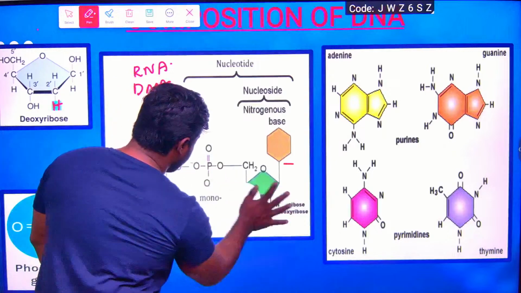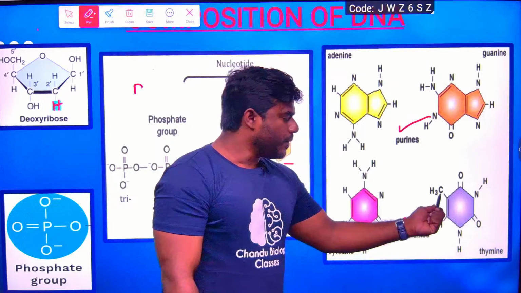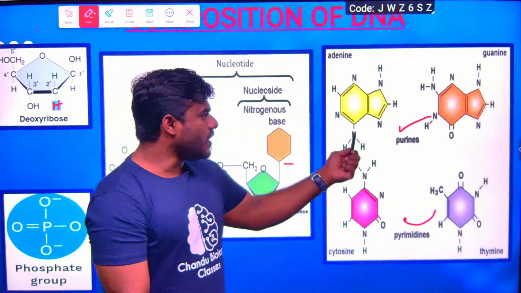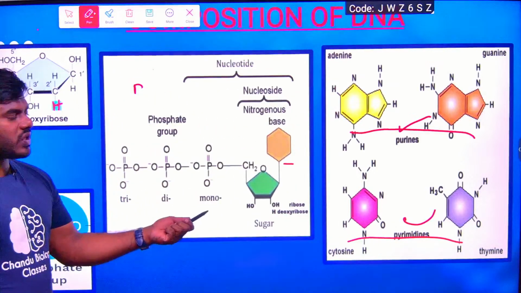What is the speciality of the nitrogenous bases? We all studied. We have 2 types of nitrogenous bases, purines and pyrimidines. We all know it very well. Purines are always how many rings? Bicyclic rings, pyrimidines are the monocyclic rings.